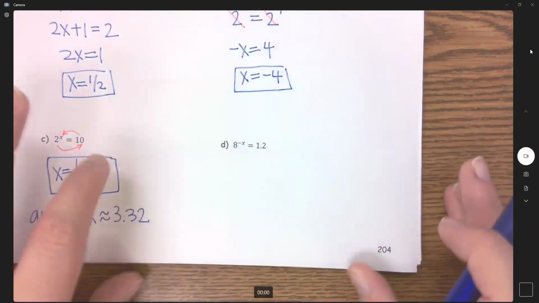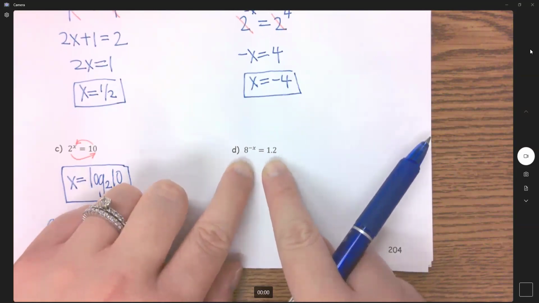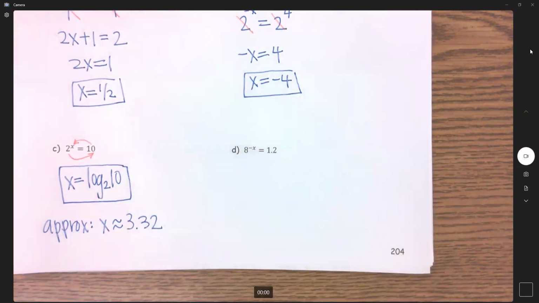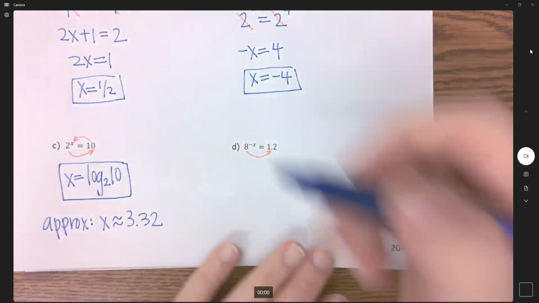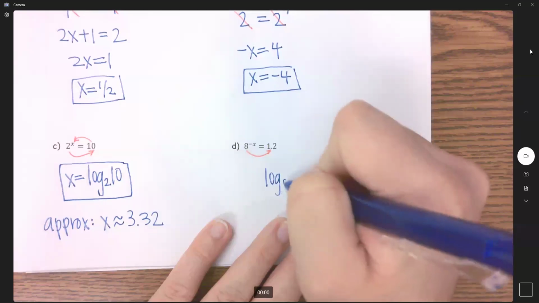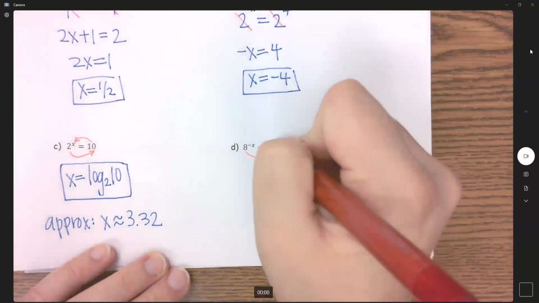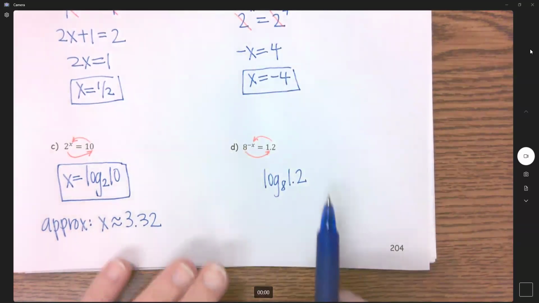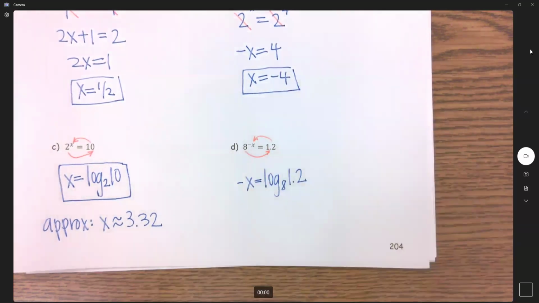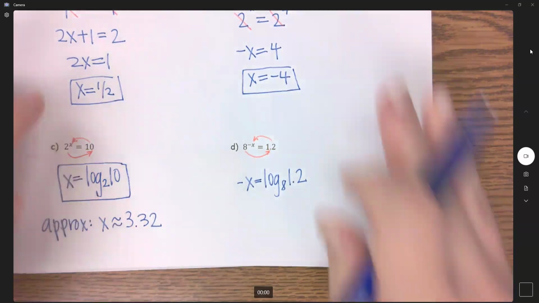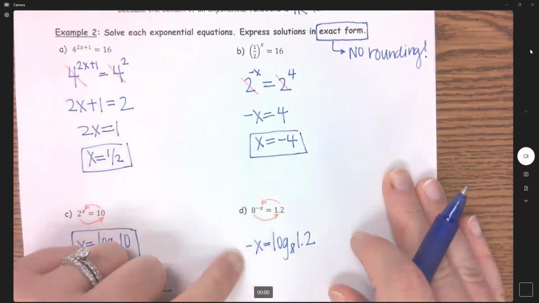Okay, on this one, same thing. I can't write 8 and 1.2 with the same base. So rewrite it. We're going base to the other side of the equal sign. So I have log base 8 of 1.2. And this equals my exponent. So again, instead of putting equals over here, I'm going to put my x equals over here. But this one actually equals negative x. So the exponential is already isolated. We have now rewrote it.